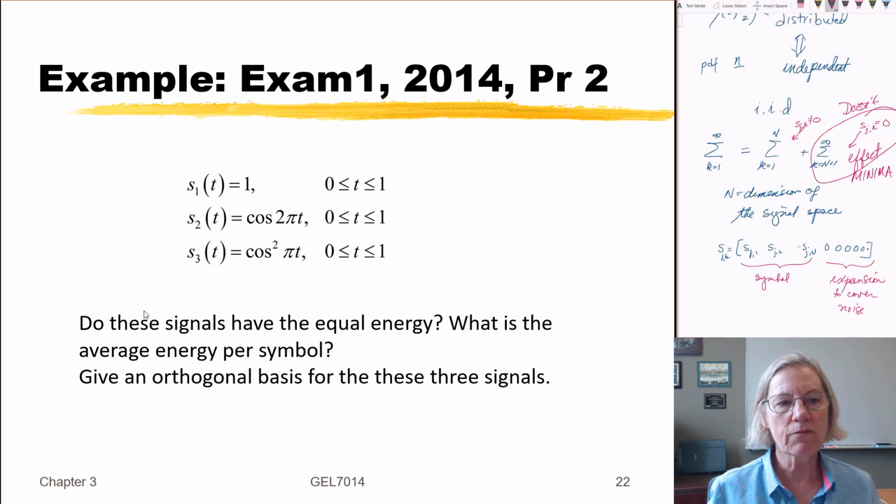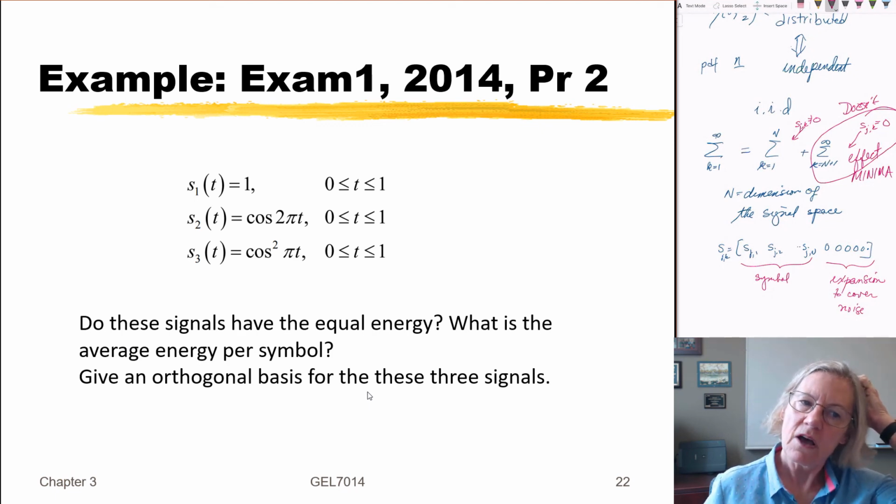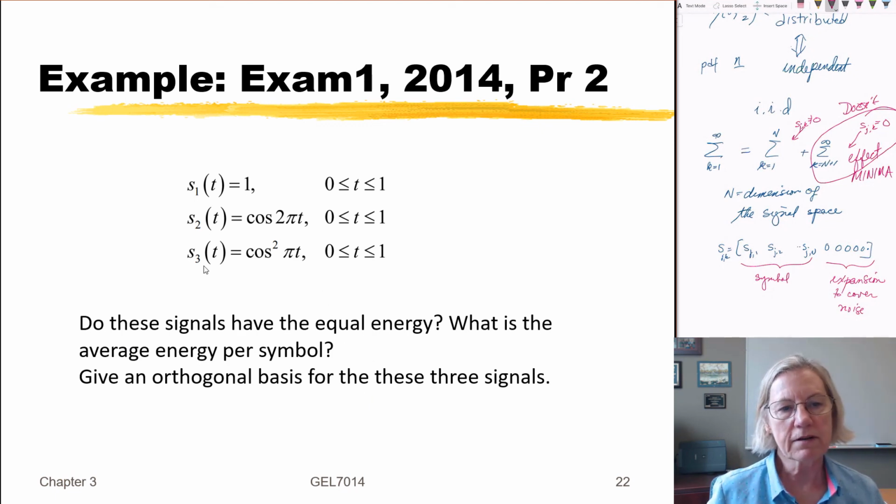We know that we can represent these 3 signals in signal space by vectors. We want to know, are these vectors all going to have the same length or not? That is, are they equal energy? And what is the average energy per symbol? You can guess they're probably not equal energy, and you can calculate what they are. Finally, we would like to find the orthogonal basis for these 3 signals. Of course, we can use the Gram-Schmidt process, or in this case, I think you can be a little clever and maybe look at it directly.